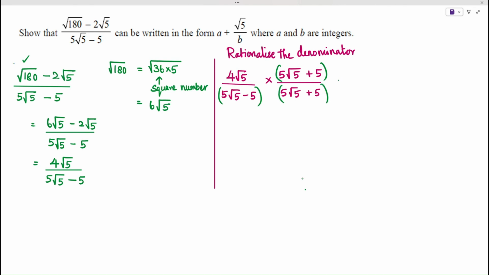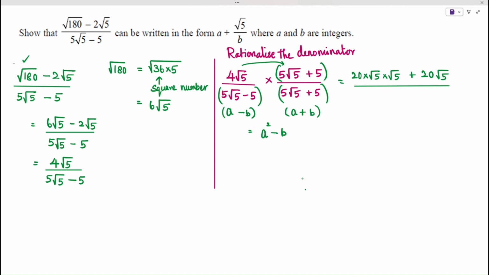So we get 20 times root 5 times root 5 plus 20 root 5 over, and with our denominators we get a minus b and a plus b. They can be written as that. This is not related to the form that the question asks our answer to be, but those two denominators form the difference of two squares when they're multiplied together, and so we get 5 root 5 the whole squared minus 5 squared.